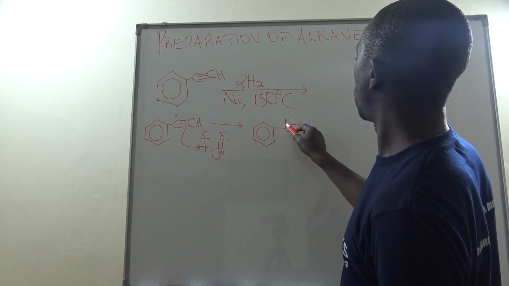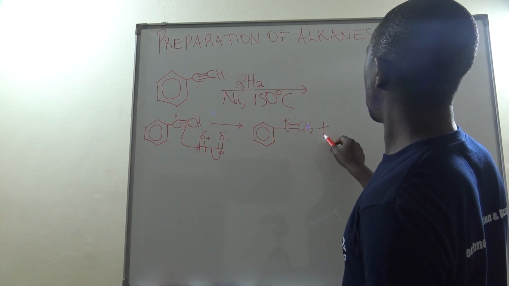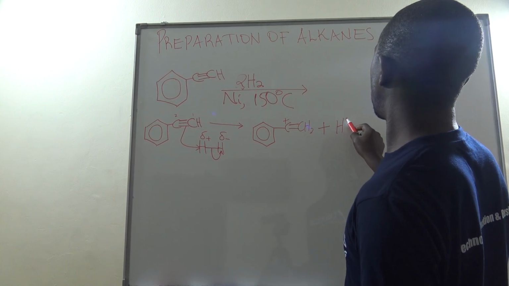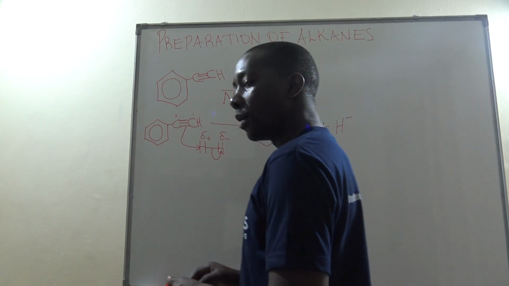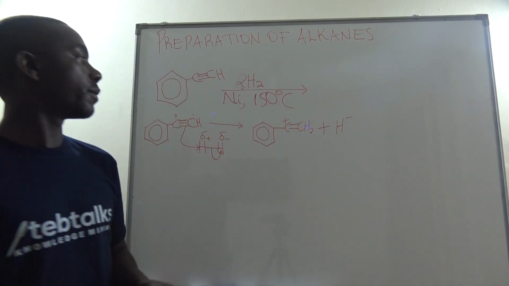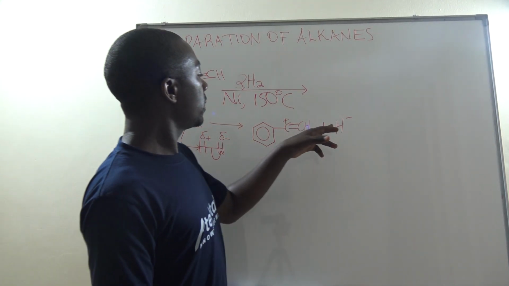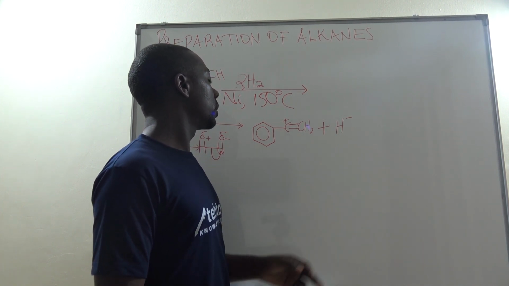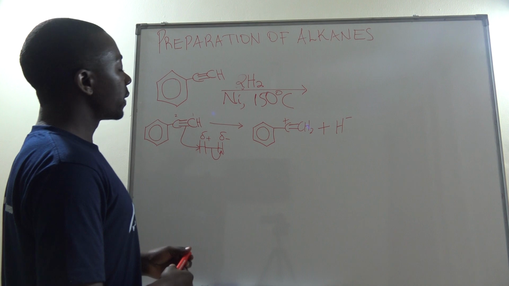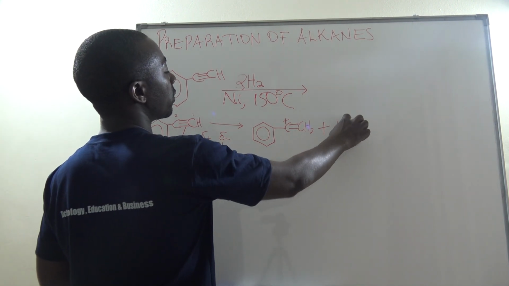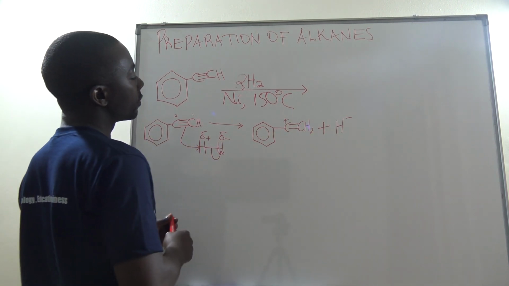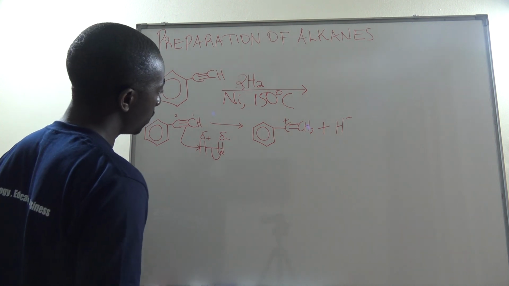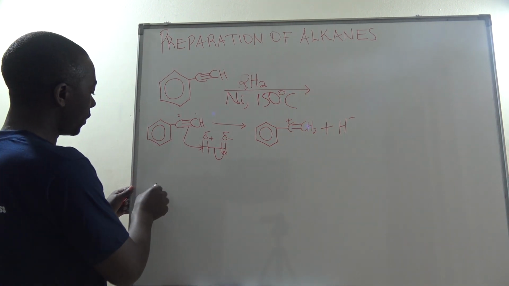So we get this one carrying a positive charge, plus a hydride which has broken off. Now this hydride is electron rich, or we can call it a nucleophile. It goes ahead to also donate electrons to the electron-deficient species in order to have it stabilized also.